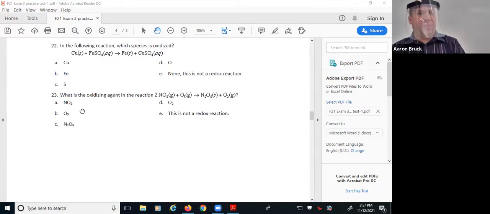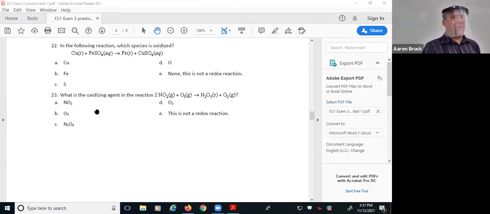Like in the problem above. In this reaction, which species is oxidized? Well, follow the oxygen. The copper gains oxygen in the form of the sulfate ion. A gain of oxygen means oxidation. The only thing that could have gained oxygen there is copper. Correct answer is A.